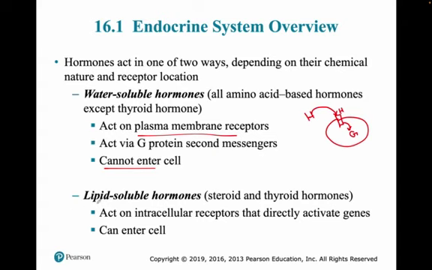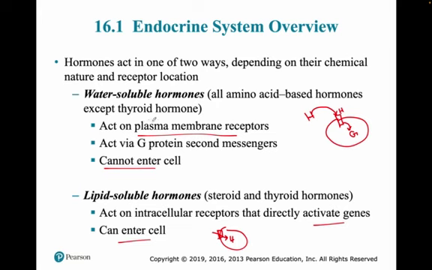As opposed to that, lipid soluble hormones, which are steroid hormones and thyroid hormones, can very much enter. They also have a receptor, of course, but with the help of the receptor, they will enter the cell and directly activate the genes in the nucleus, right? They can enter the cell. So these are the two basic, huge differences between the categories of hormones.